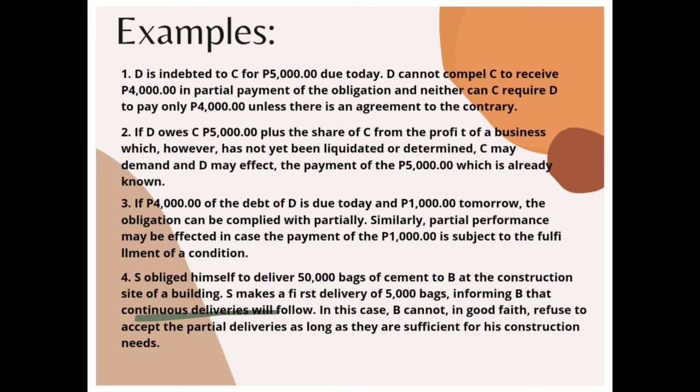Last, number 4, S obliged himself to deliver 50,000 bags of cement to B at the construction site of building. S make a first delivery of 5,000 bags, informing B that continuous deliveries will follow. In this case, B cannot, in good faith, refuse to accept the partial deliveries as long as they are sufficient for his construction needs.